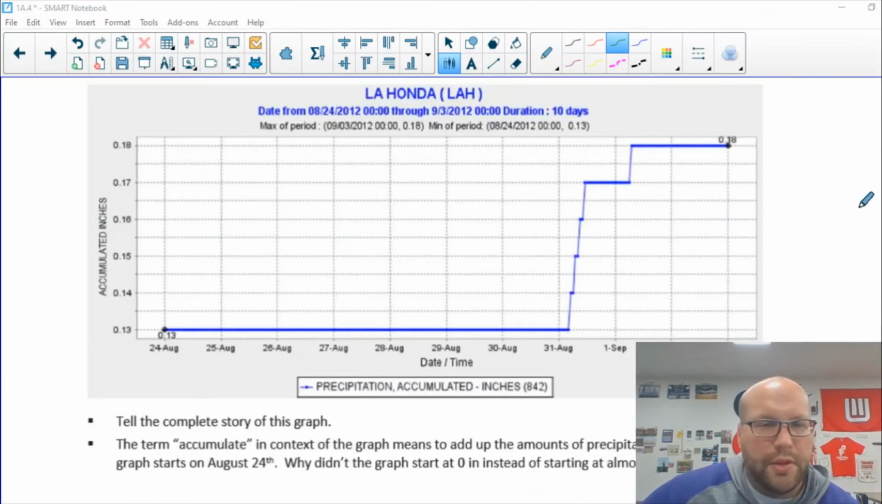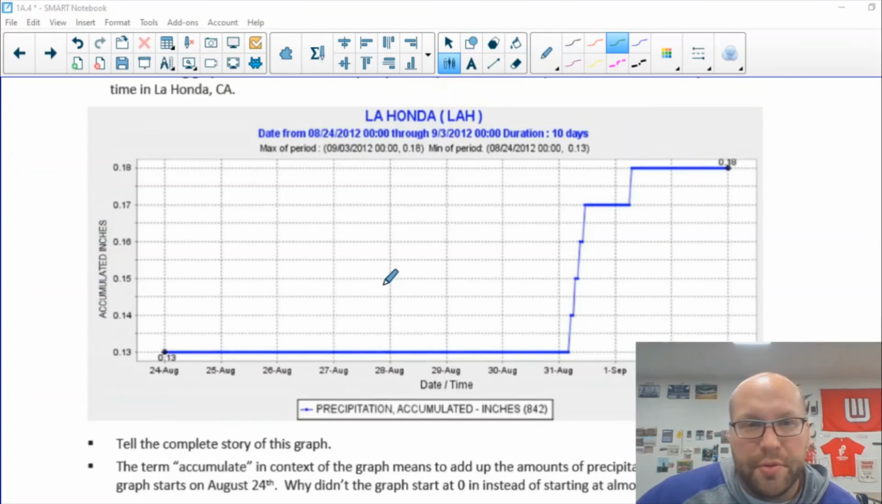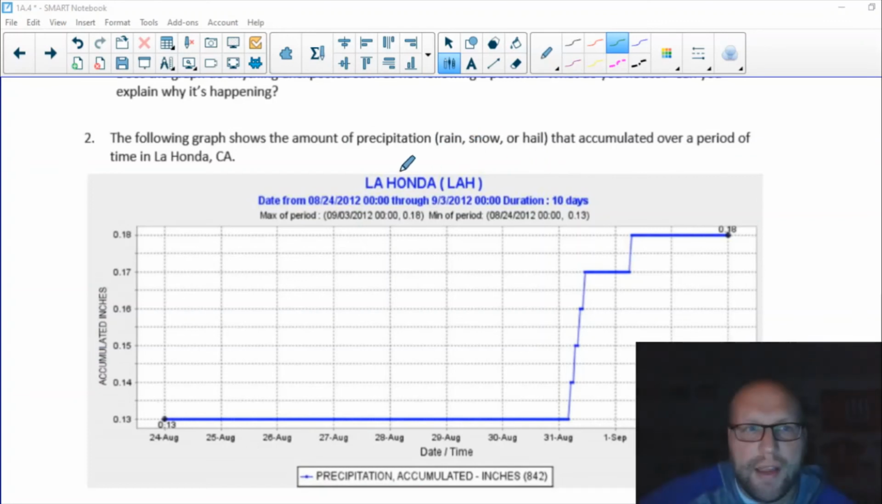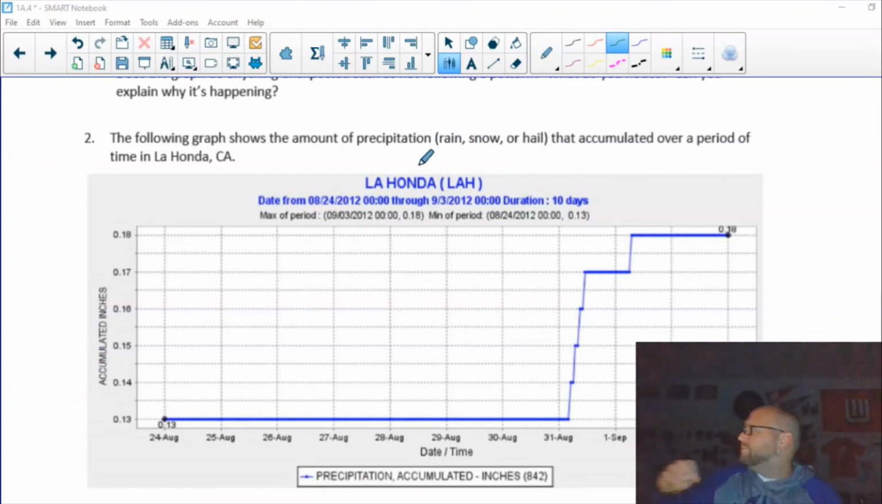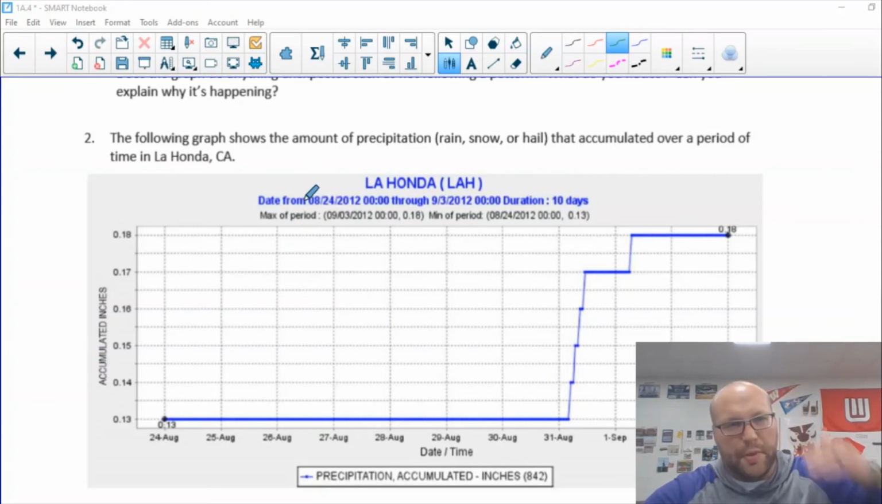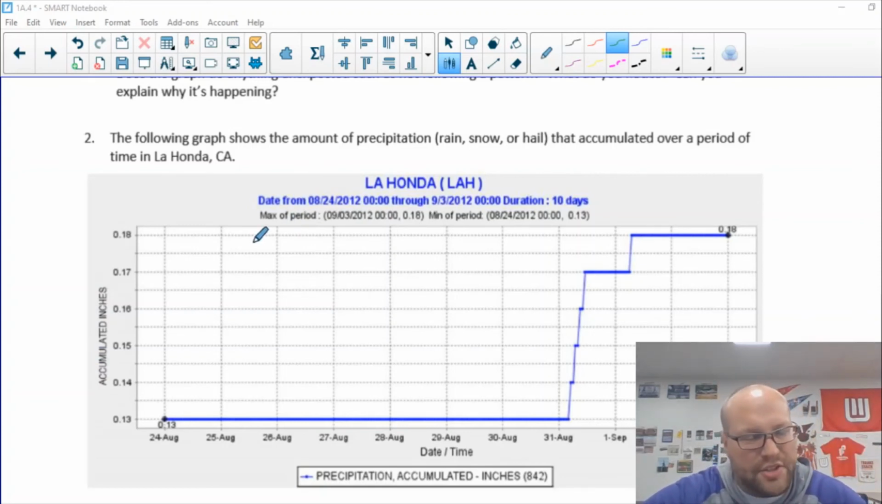The next context we looked at was accumulation of precipitation. This is the accumulation of rain, snow, hail, anything that fell from the sky over the span of that same time frame. Remember that accumulation means built up, like how much is it? It's not just how much fell that day, it's how much fell during the time that we're measuring precipitation.